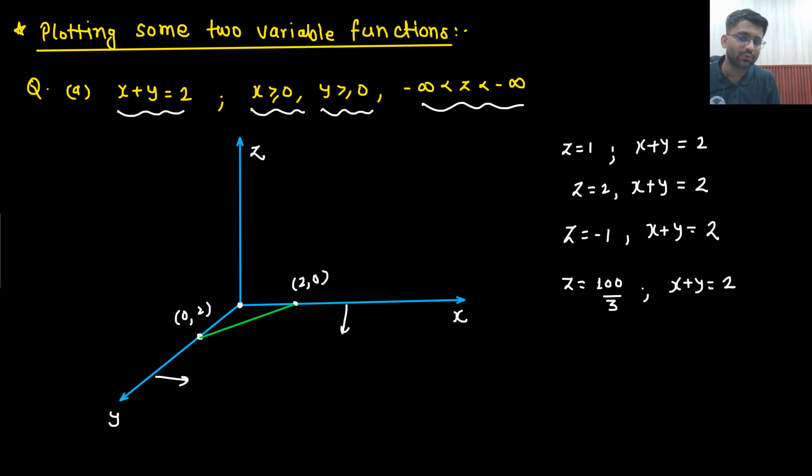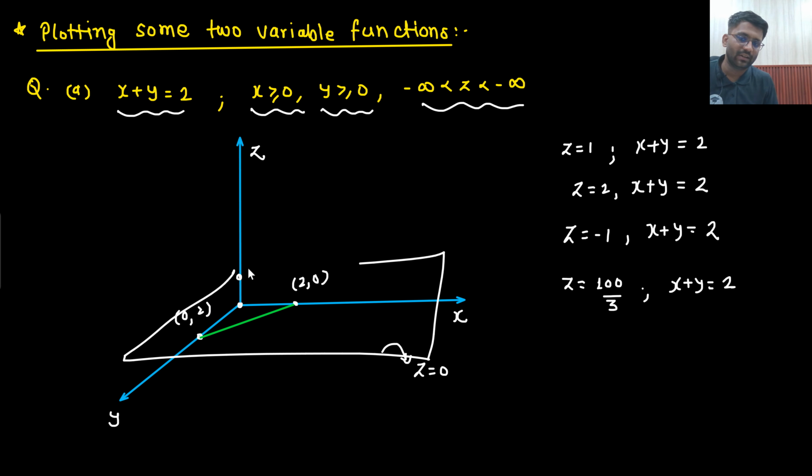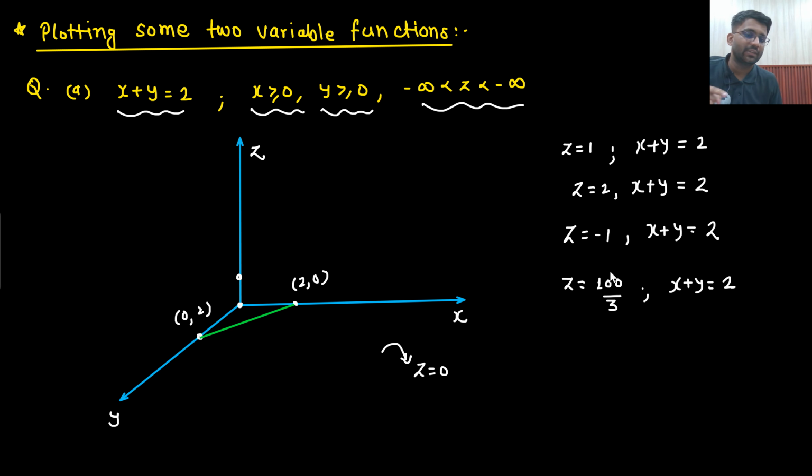So x plus y equals 2, this graph you have made on the xy plane. That means you have made it for z equals 0. For z equals 1, where will z equals 1 be? This will be your z equals 1. So for z equals 1 as well, you need to make x plus y equals 2. Z equals 1 means this plane. In this plane, you will have to make x plus y equals 2.